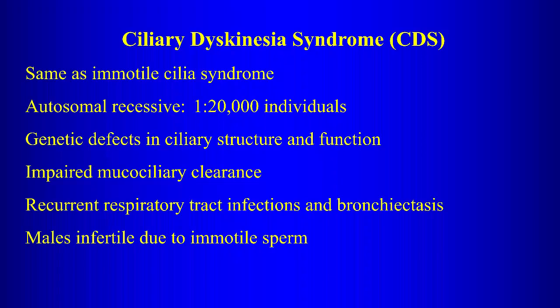Well, what percent of immotile cilia patients have Kartagener's? It's the same question, really. Take a guess. 50%. Right. So those patients with immotile cilia who have normal situs, we call that immotile cilia syndrome. Those with situs inversus, we call it Kartagener's.